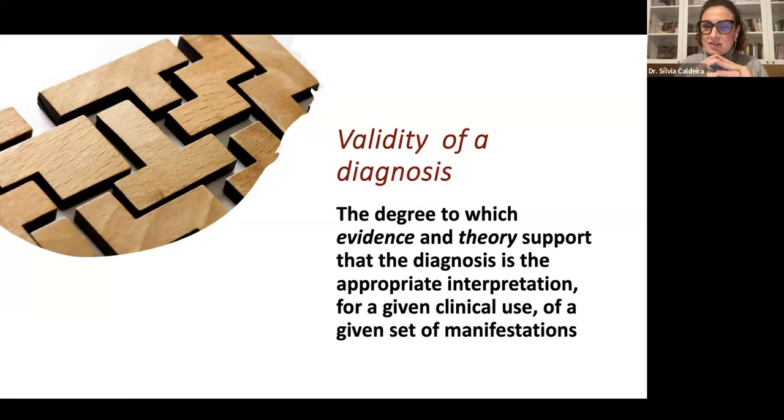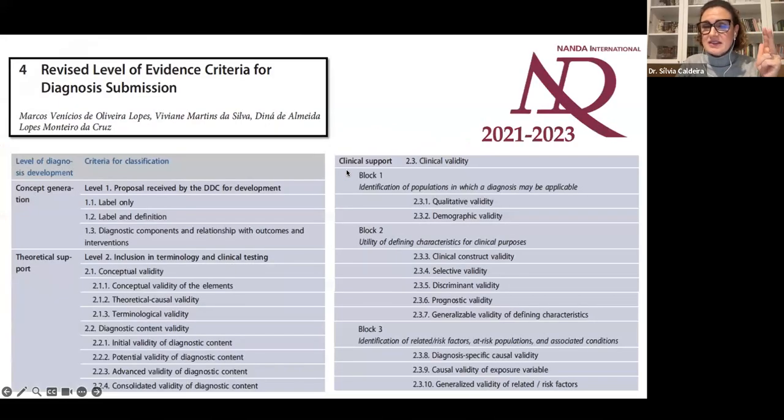That's one advantage of this model. To start, we need to figure out what the validity of a nursing diagnosis is. It is defined as the degree to which evidence and theory support that the diagnosis is the appropriate interpretation for a given clinical use of a given set of manifestations. So this is quite interesting because it's about interpretation, the clinical use, and the set of manifestations.